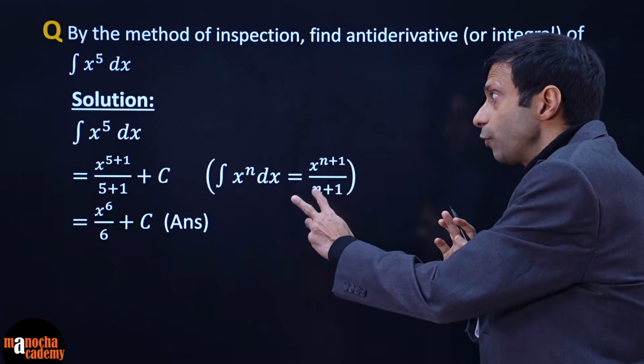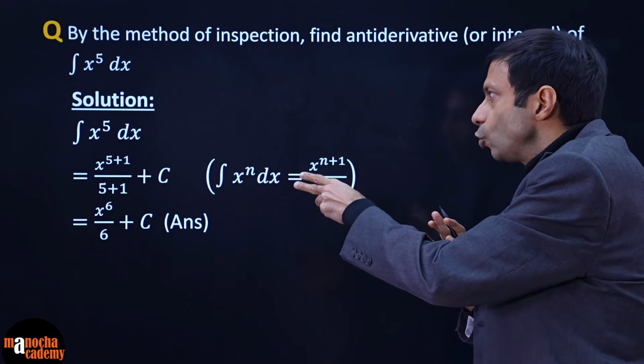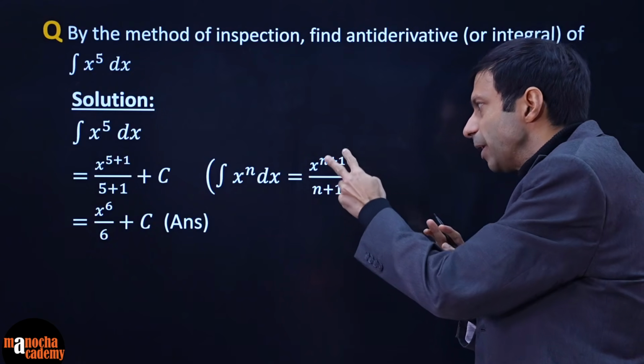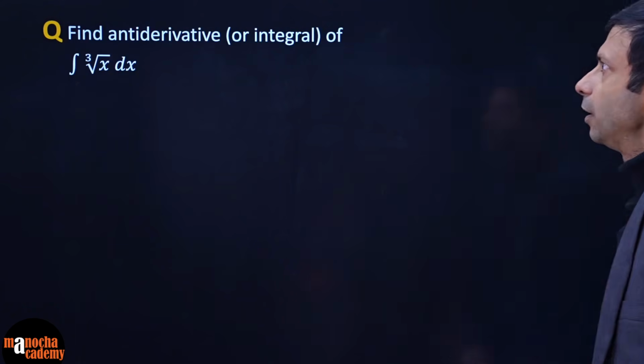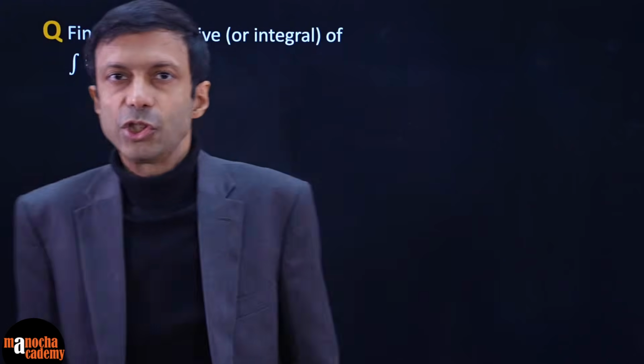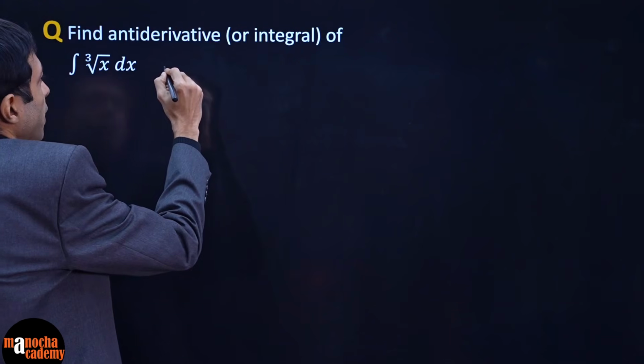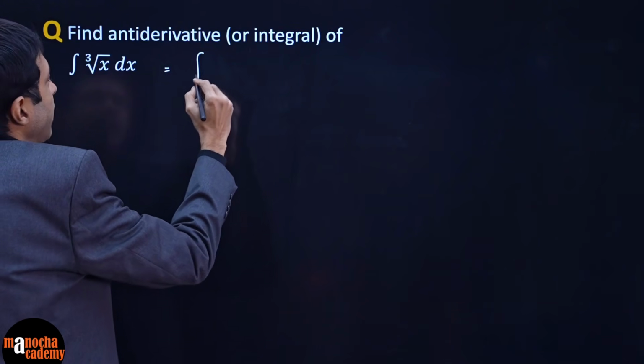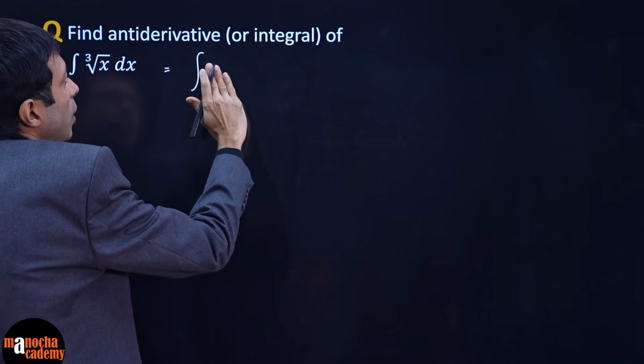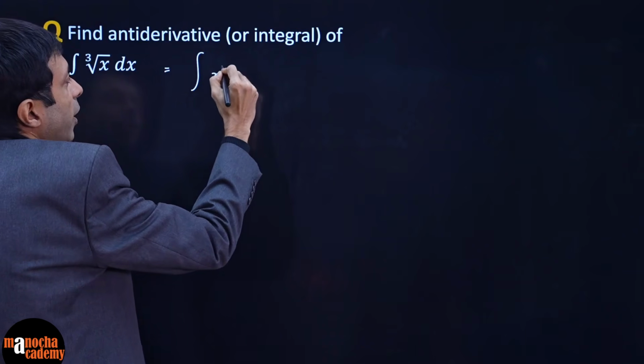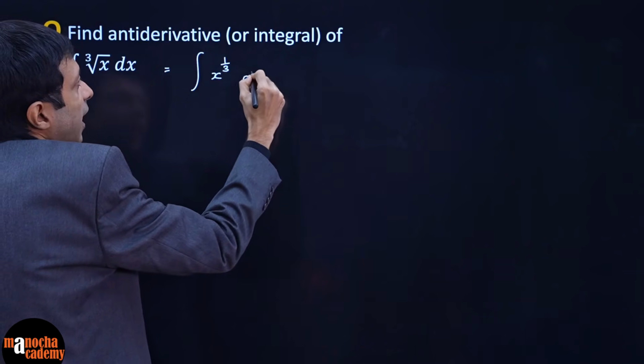And this is a very important formula. This one, note it down. X to the power n plus 1, means power plus 1, divided by that same n plus 1. Okay. Next, try this out. You have to do integration of cube root of x. So this one we can write as integration, cube root means what? X to the power, all of you know this, square root is x to the power half, cube root is x to the power 1 by 3.